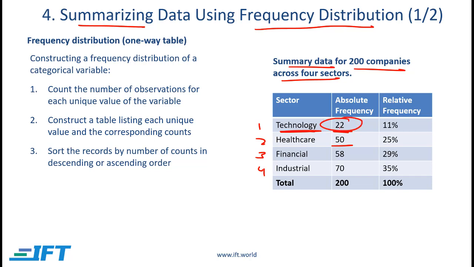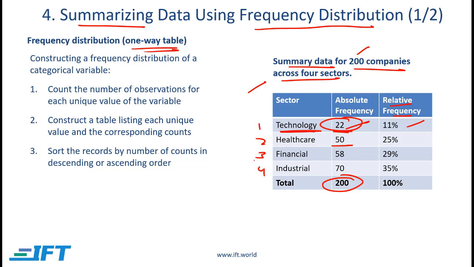This number 22 is the absolute frequency, because this is saying that out of our total sample size, which happens to be 200, 22 companies are in the technology sector. The relative frequency is 22 divided by the total. So 22 over 200 is 11%. This is the relative frequency. So essentially what we have here is the frequency distribution. This is also called a one-way table.